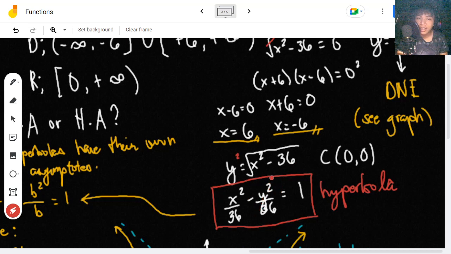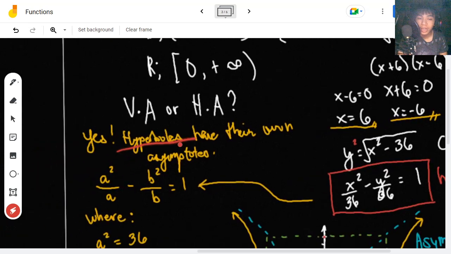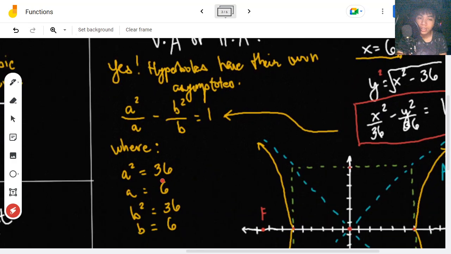It looks like the equation for a hyperbola, x squared over a squared minus y squared over b squared is equal to 1. That is a hyperbola, a conic section, where a squared is 36, a is 6, since we just square root that, b squared is equal to 36, and b equals 6. Okay.